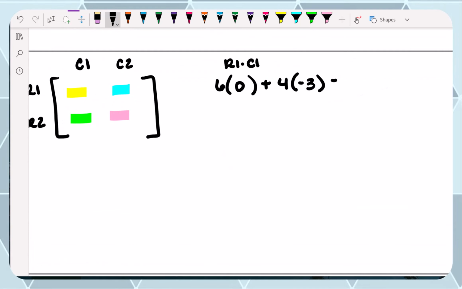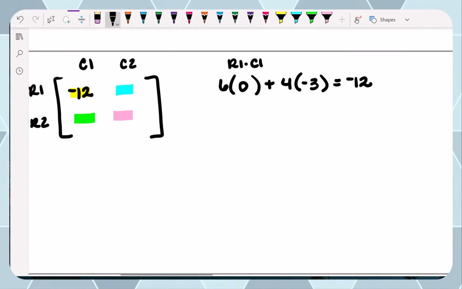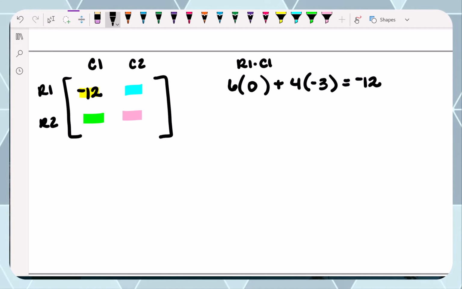So once again, you can either use your brains or use your calculators. You're going to wind up with -12. And I'm going to put that number right over here. Now, it does not matter which one you choose to do next. I'm going to go ahead and do the blue one.